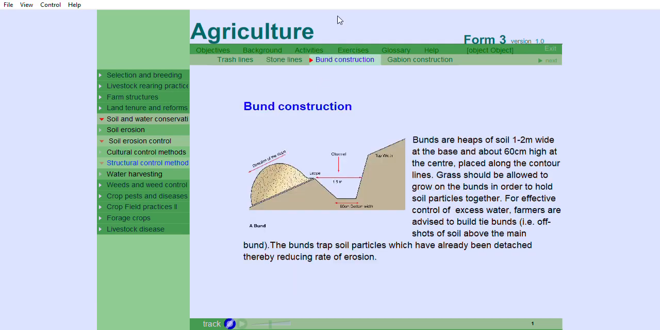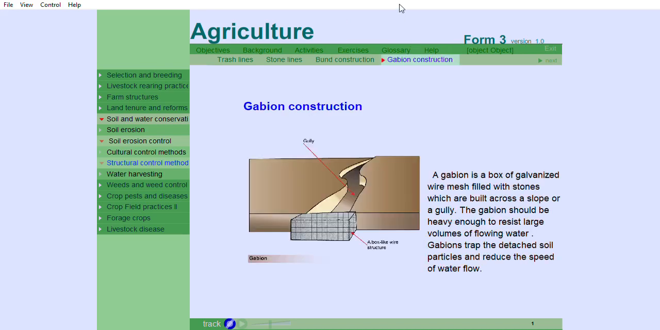Bund construction. Bunds are heaps of soil 1 to 2 meters wide at the base and about 60 centimeters high. Gabion construction. A gabion is a box of galvanized wire mesh filled with stones which is built across a slope or a gully. The gabion should be heavy enough to resist large volumes of flowing water. Gabions trap the detached soil particles and reduce the speed of water flow.